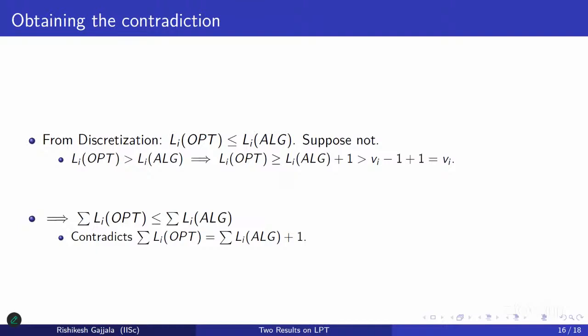Now we can just sum up this quantity over all drones, and we get that the summation of Li of opt is at most the summation of Li of alt. And we know that except for the last load, everything in Li of alt was also in Li of opt. So the sum of Li of opt is exactly the sum of Li of alt plus 1. This contradicts the inequality we have above. That completes the proof, and we know that no counterexample exists with approximation ratio greater than 5. So the approximation ratio is at most 5 every time.